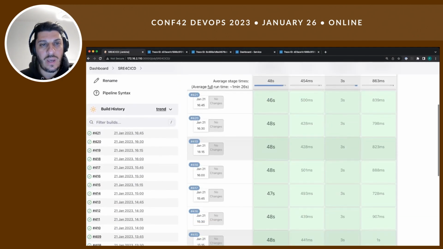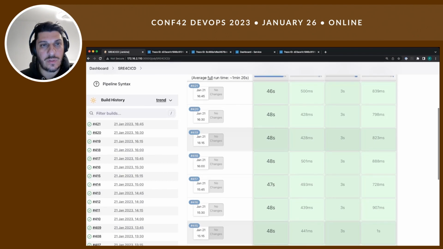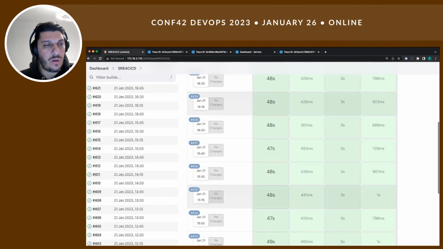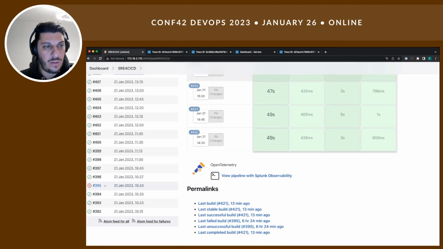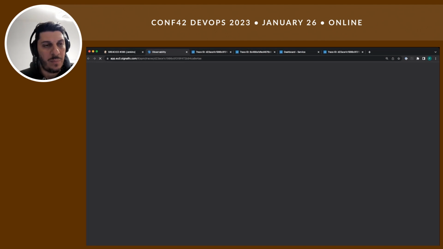As you can see here, we have our smoke test pipeline. It will run every 15 minutes, and it's covering all stages. Here everything is green. Let's have a look at something that is broken at the end. So we have one run that was broken. We click inside and have a look at our observability.